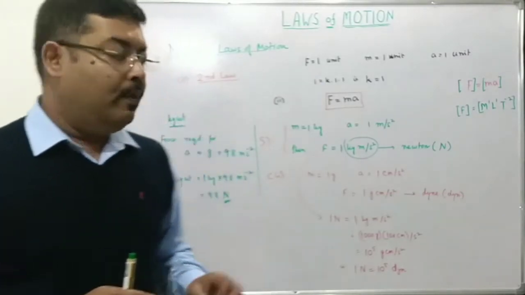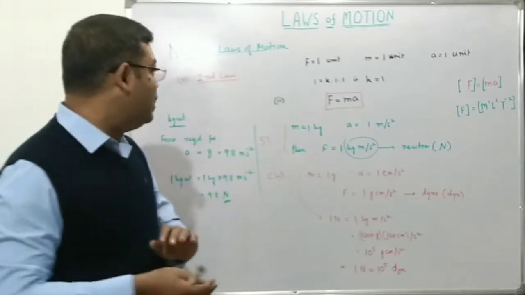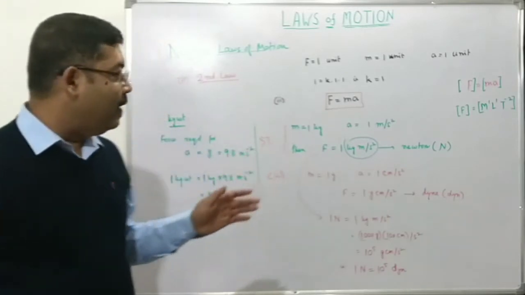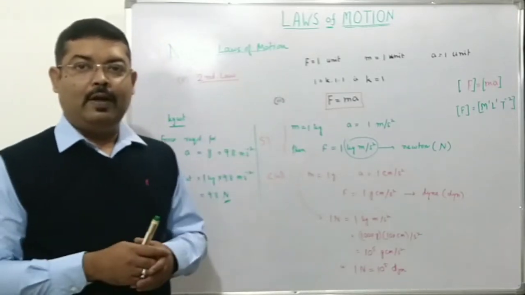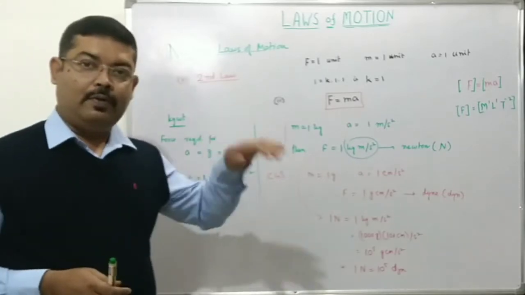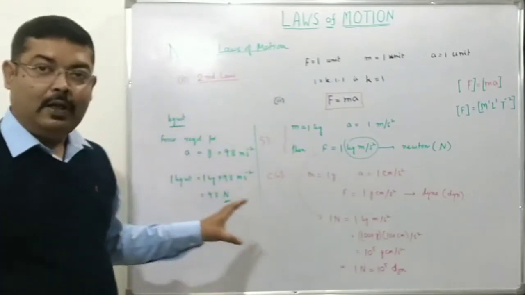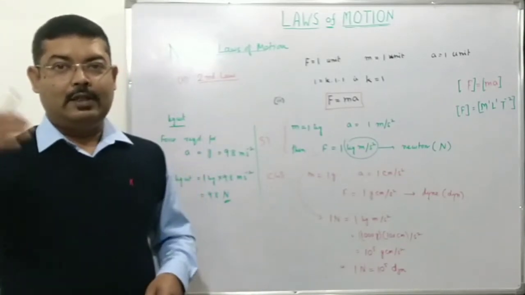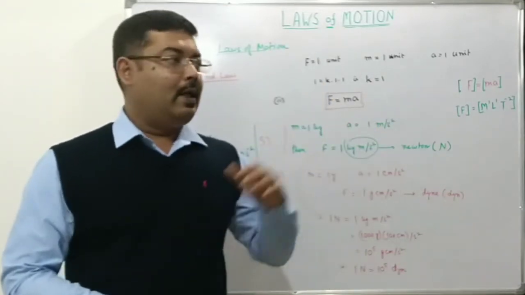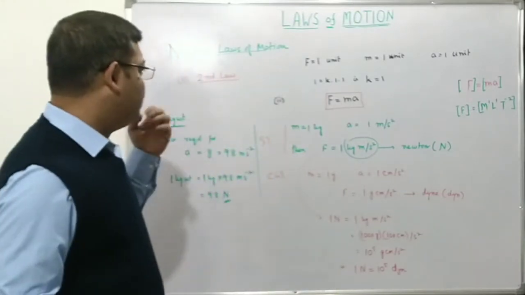Why? Because we will find in the next chapter on gravitation that acceleration due to gravity is not a constant. It will vary from equator to pole. It will vary depending on the altitude of the place, or depending on the depth of the place from the Earth's surface. And also acceleration due to gravity on Earth is different than the acceleration due to gravity on Moon, or say Uranus, or say Neptune, or say Venus.